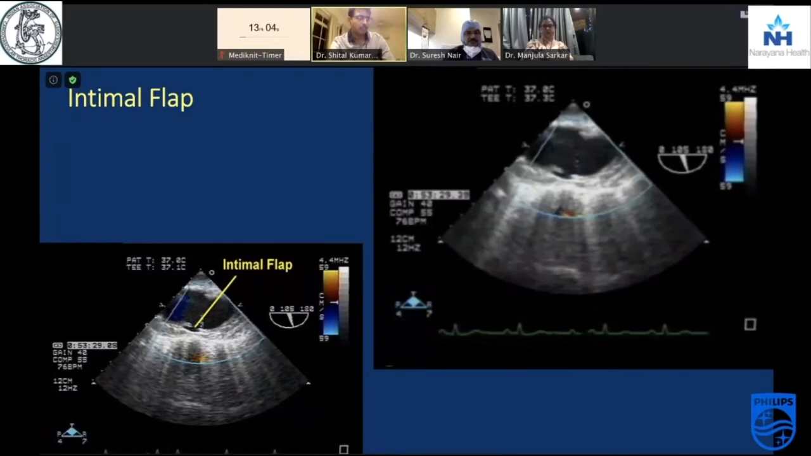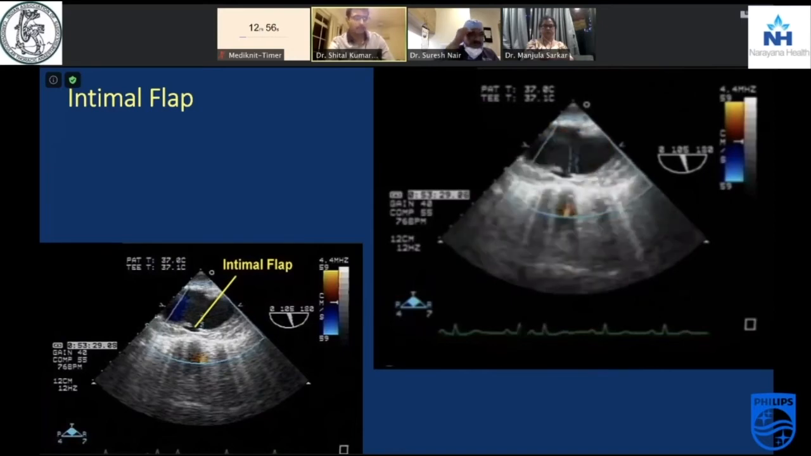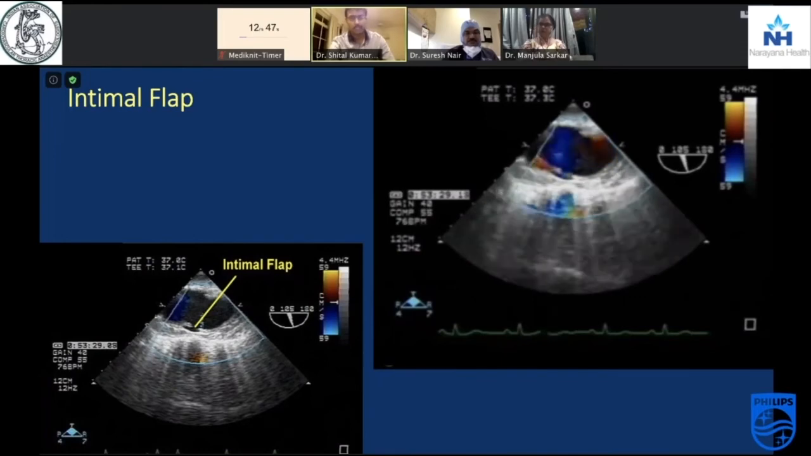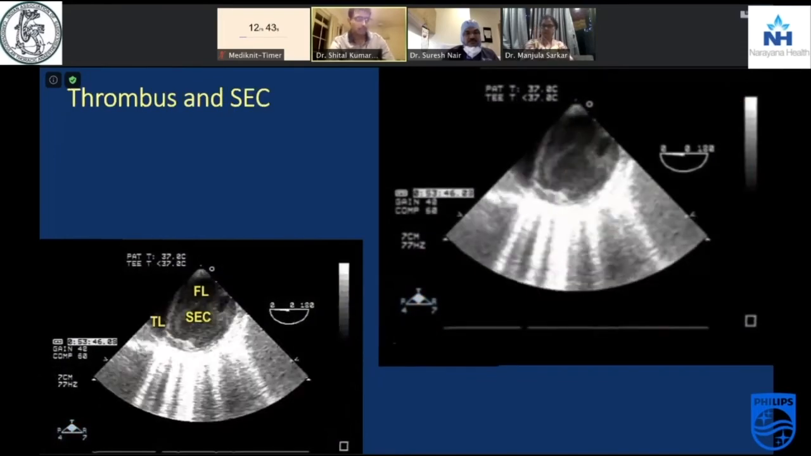Intimal flap, that's the tear in the intima, and it's mobile with the flow of blood. So the aorta will be dilated, and the aortic valve, which is below the flap, gets thickened, or sometimes it may exhibit a hematoma with or without a thrombus. Spontaneous echo contrast, if present, will obviously signify stasis of blood. So that's the thrombus and spontaneous echo contrast. It's a similar picture to the previous flap.